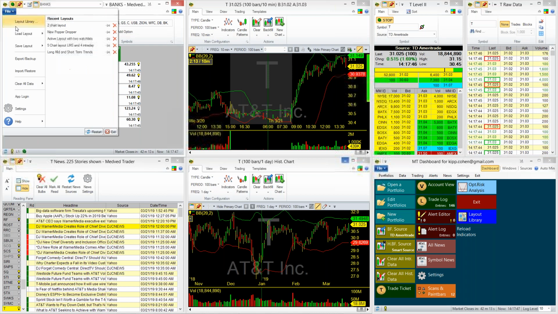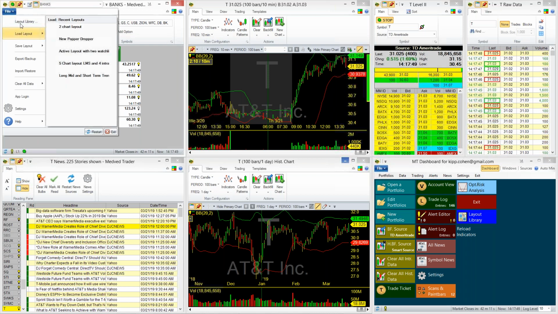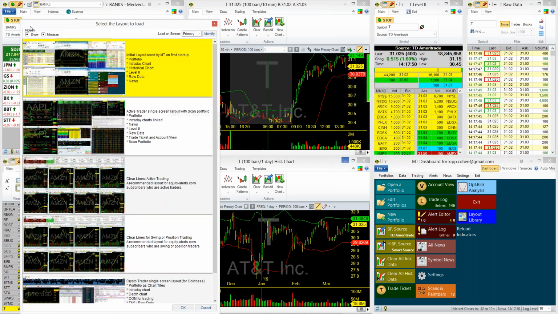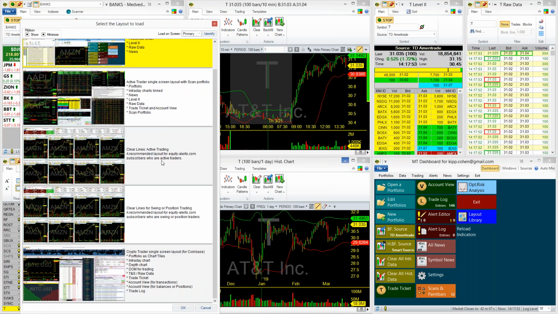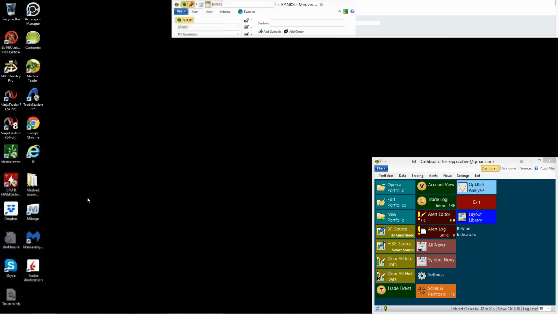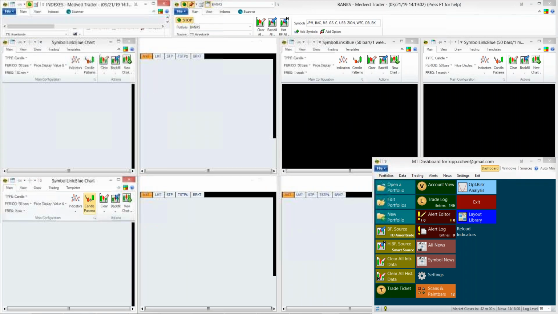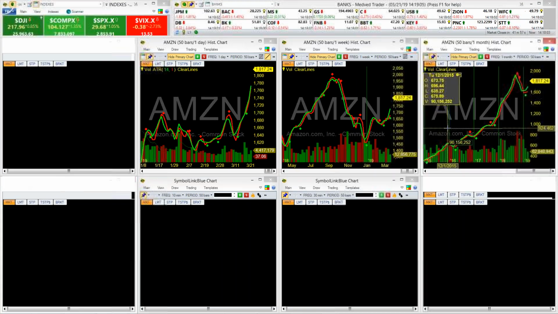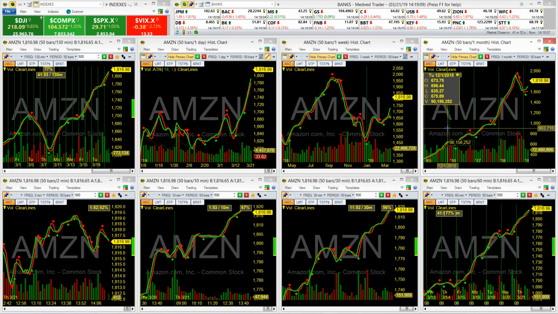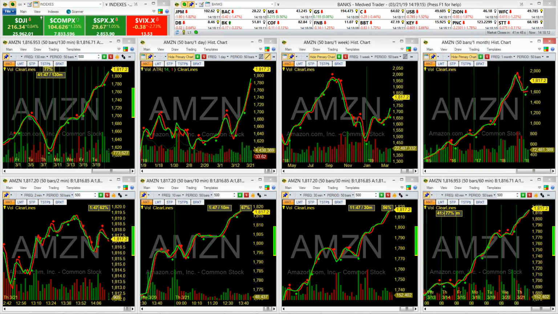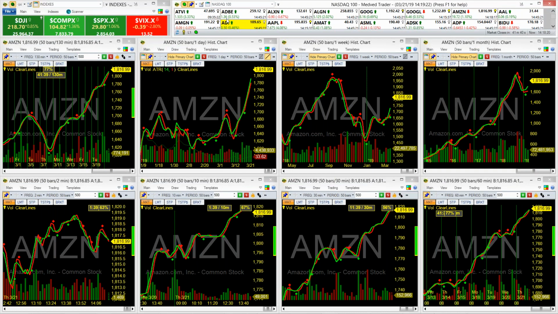So for new users to Clear Lines, we actually have a couple of pre-built layouts in the layout library, the active trader and the swing trader layout. These are a couple of layouts that I built out for beginners that would give you 8 different time frames, similar to what you would have had on either the WiseTrade swing trade or active trade layout, so that you can view one stock on all 8 time frames. And then you can scroll through the watch list, whichever watch list you're viewing.